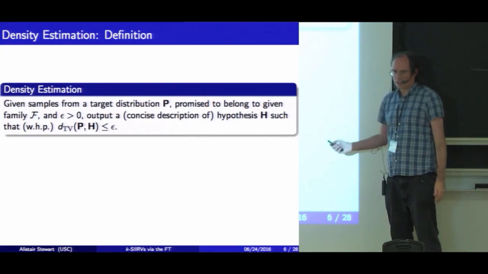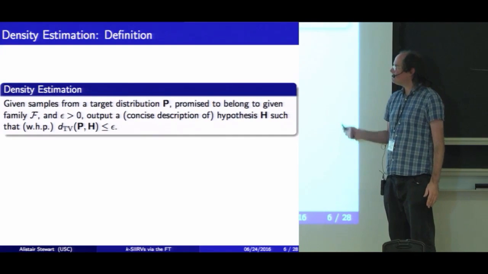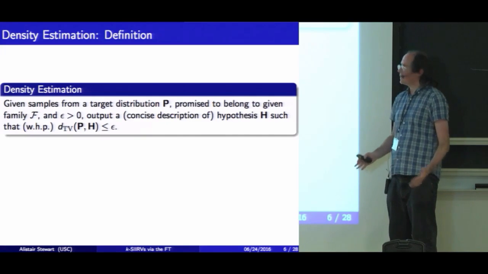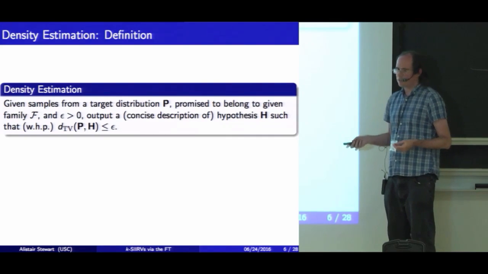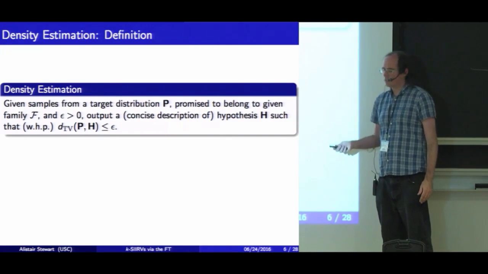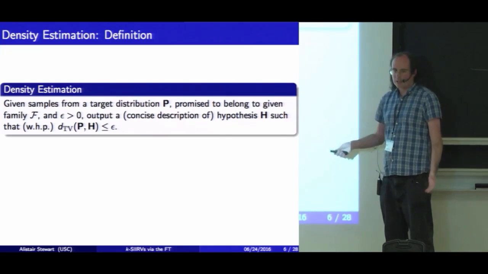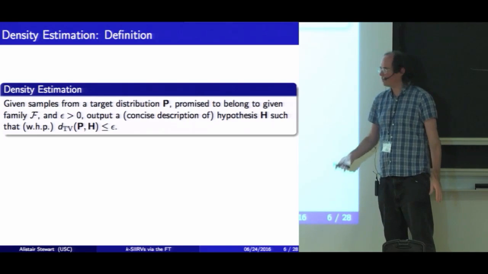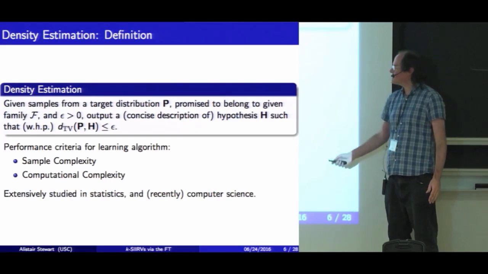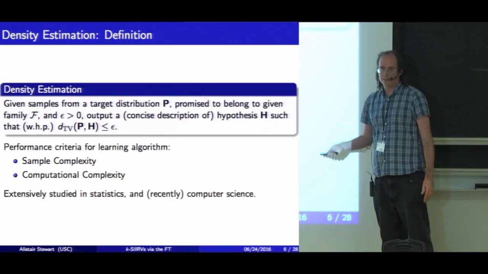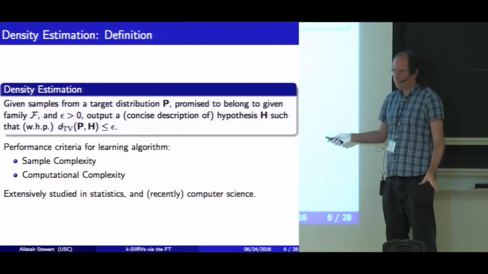Okay, learning. Specifically, density estimation. We have samples from a distribution that we know belongs to a certain class, in this case K-SIIRVs, and we want to find a distribution that's close to it, say within epsilon total variational distance. Recall total variational distance is half the L1 distance. And we're interested in doing so with as few samples as possible and within as little time as possible.